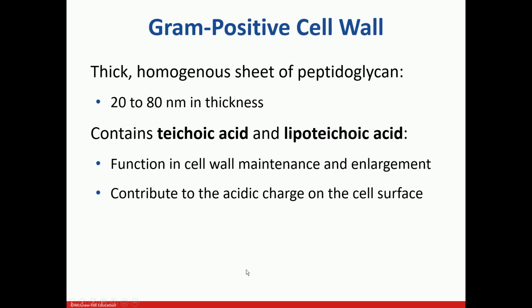And the bacterial cell wall also contains other acids called teichoic acid and lipoteichoic acid. They function in cell wall maintenance and enlargement, and they contribute to the acidic charge on the cell surface.